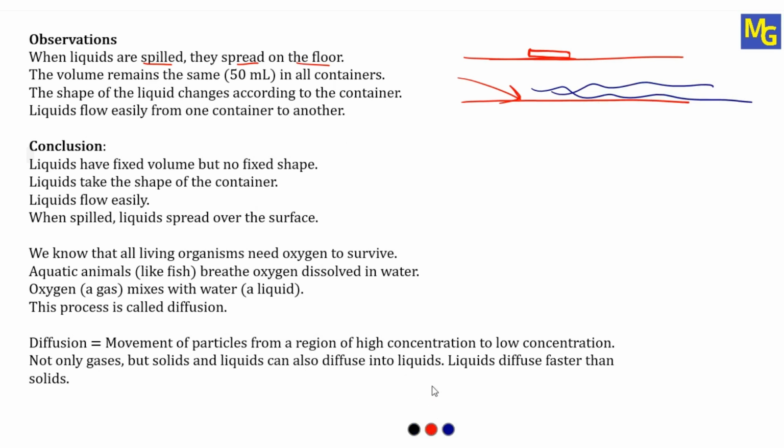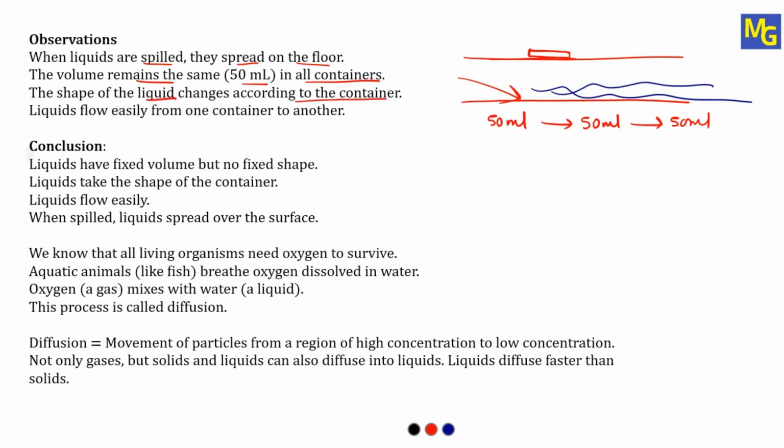Immediately it gets spread. That is the observation. Then the next is, you can see here, the volume remains the same, 50 ml, in all the containers. Just now we saw, first the water was in the measuring cylinder, it was 50 ml. Once we transfer into the beaker, still it is 50 ml. We transfer into the conical flask, still it is 50 ml. So whenever we transfer this liquid from one container to another container, the volume remains the same.